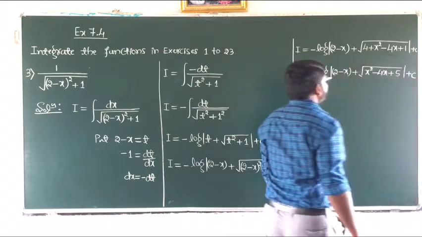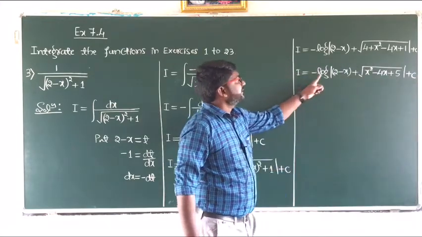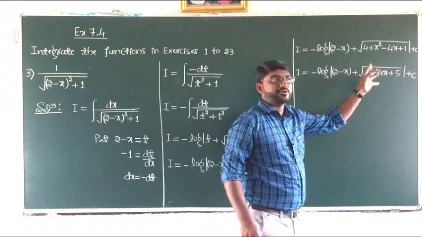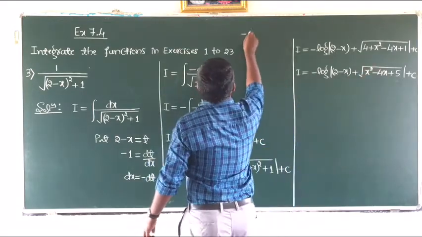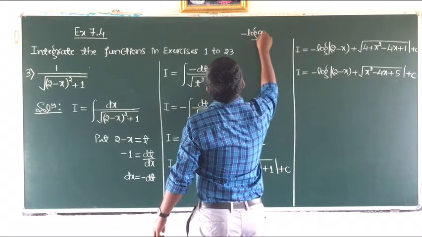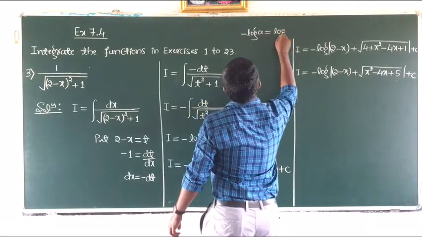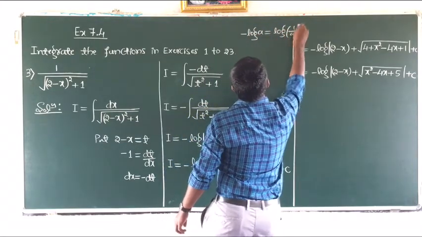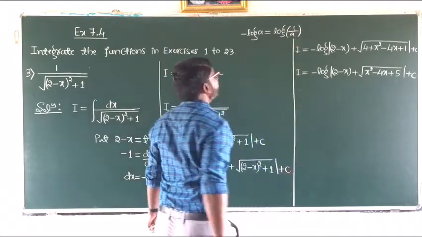So now if you remove this minus sign, here we will have to take up the reciprocal. There is a property: minus log a is equal to log 1 by a.